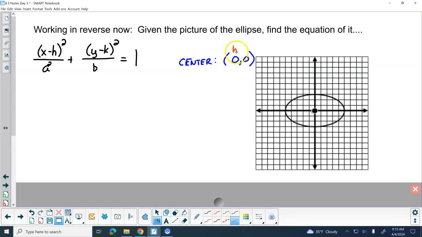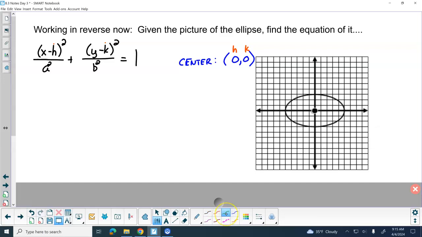Because this is h and that is k. So we have this now, and we have that now. Oops, I forgot the b squared. Forgot the squared part. Okay.